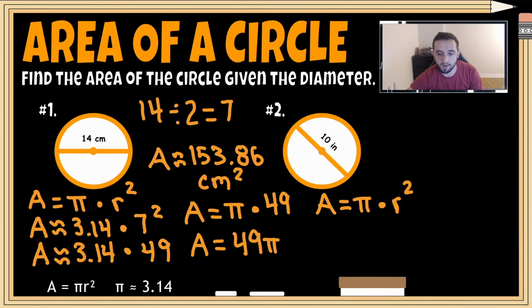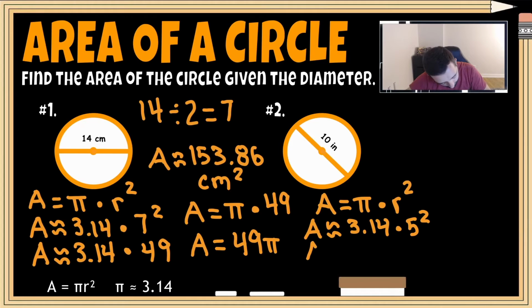So 10 divided by 2 is going to give us a radius of 5 inches, right? We're going to plug in 5 for r. So we have area, again, change it to approximately since we're plugging in 3.14 times 5 squared. Order of operations, no parentheses, exponents next, so 5 to the second power. Same thing as 5 times 5, so area is approximately 3.14 times 25.